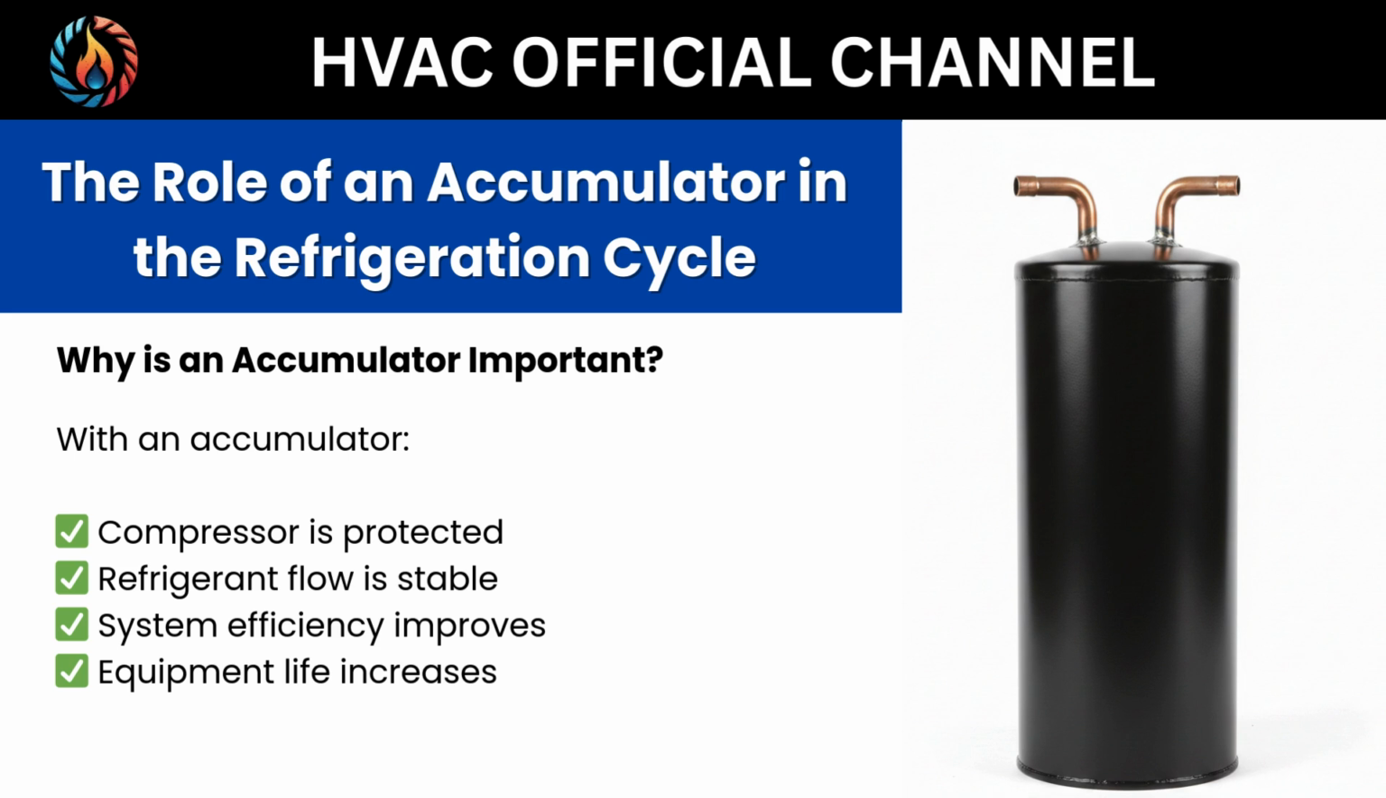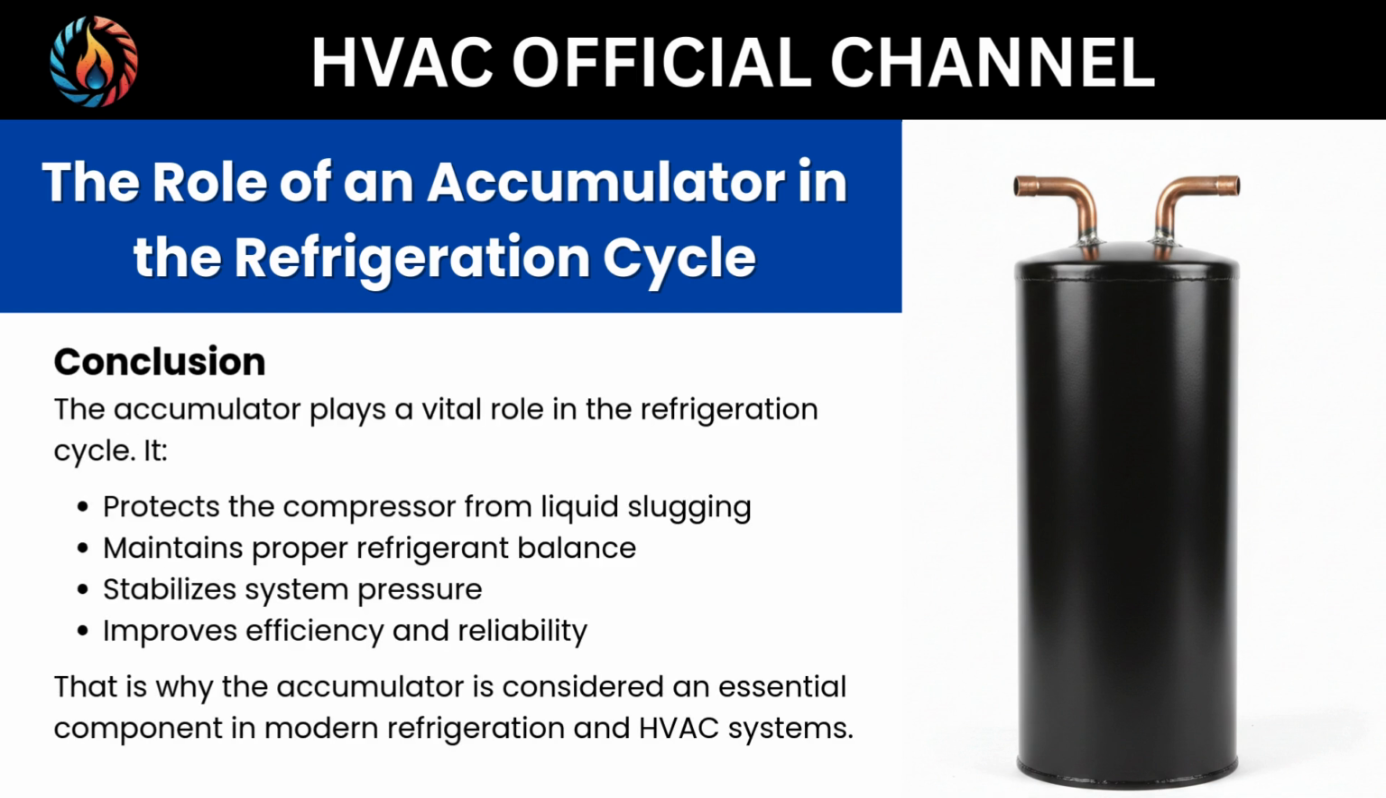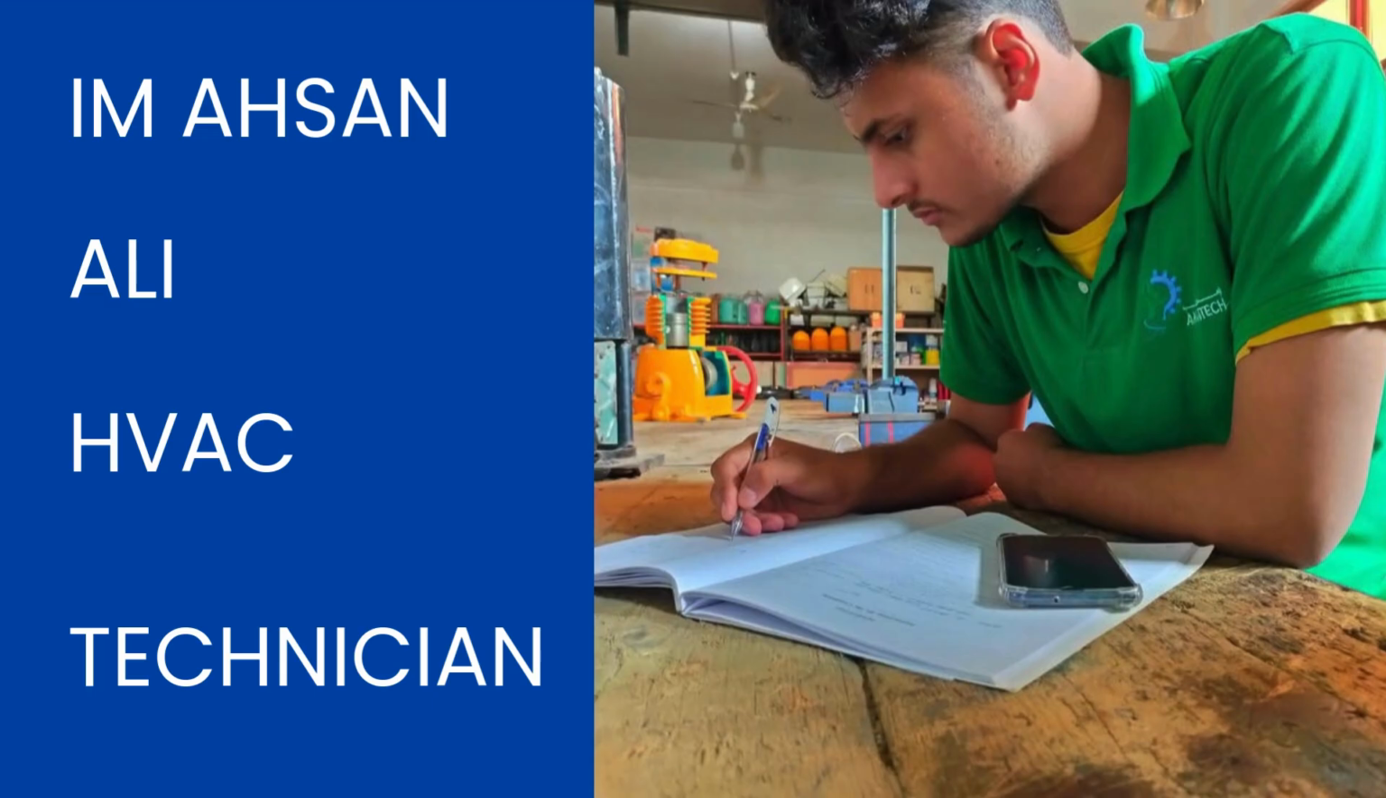Equipment life increases. Conclusion: the accumulator plays a vital role in the refrigeration cycle. Protects the compressor from liquid slugging. Maintains proper refrigerant balance. Stabilizes system pressure. Improves efficiency and reliability. That is why the accumulator is considered an essential component in modern refrigeration and HVAC systems.